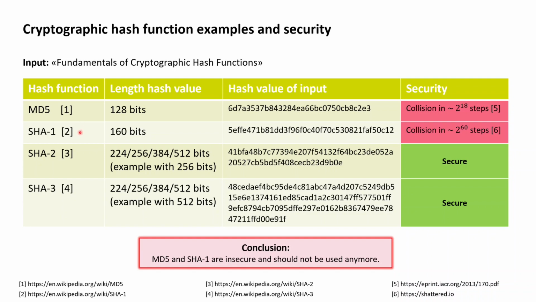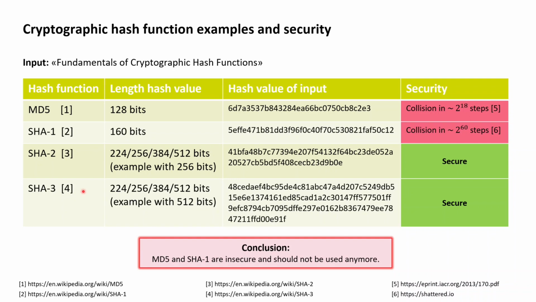SHA-1 produces 160-bit hash values, and the 160-bit hash value SHA-1 produces on the same input string is the hex string starting with 5EFF as shown on the slide. With SHA-2, the length of the hash value can be chosen to either be 224 bits, 256 bits, 384 bits, or 512 bits, and the 256-bit hash value of SHA-2 for again the same input is the hex string shown on the slide, starting with 41BF and so forth. Also, for SHA-3, the length of the hash value can be chosen, and the 512-bit hash value calculated by SHA-3 for, again, the same input is the hex string starting with 48CE as shown on the slide.